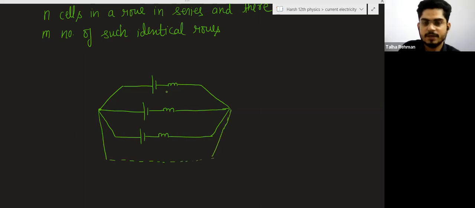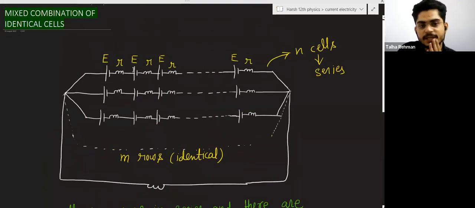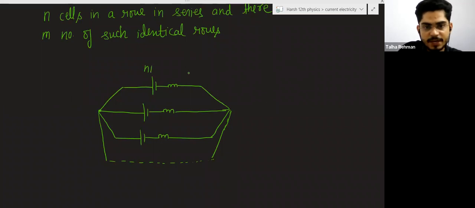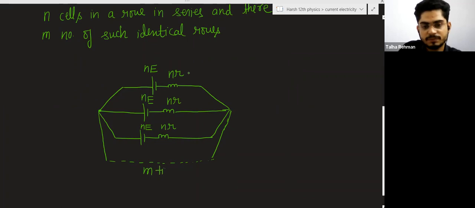These are connected like this: one row, second row, third row. So what will be the equivalent EMF of this row? nE, because n cells are connected. This is small n into E, and the internal resistance is r, so this will be nr. So we have nE, nr, and this is m times, meaning these rows are connected m times.